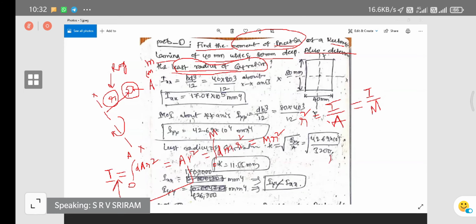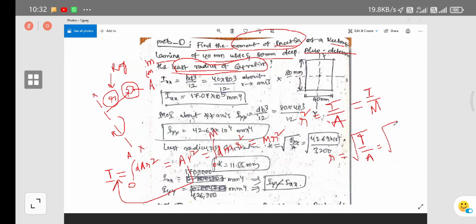But I want only the single r, that is the radial distance, which is nothing but the radius of gyration. So r is equal to the square root of I divided by area. But if it is a mass, you are going to get the square root of I divided by m, I divided by the total mass.